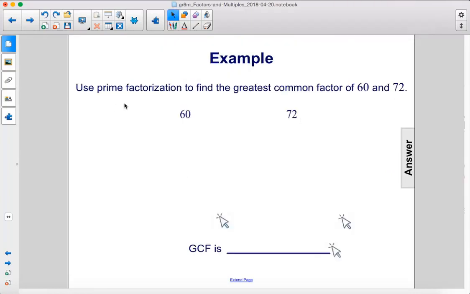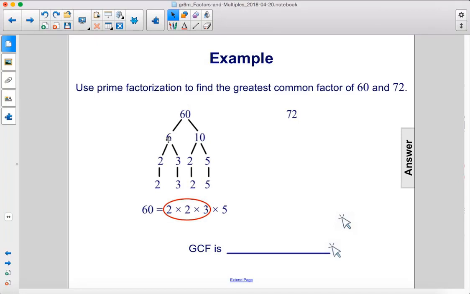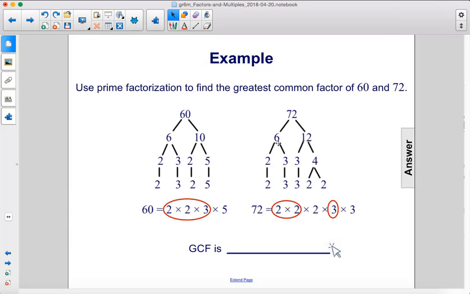Use prime factorization to find the greatest common factor of 60 and 72. Alright, so 60 is 6 times 10, 6 is 2 times 3, 10 is 2 times 5. So 2 times 3 times 2 times 5 gives us 60. For 72, 6 times 12. 6 is 2 times 3, 12 is 3 times 4, 4 is 2 times 2. So we have 2 times 3 times 3 times 2 times 2. So we can pull out 2 times 2 times 3 and a 2 times 2 times 3, and that gives us 12.